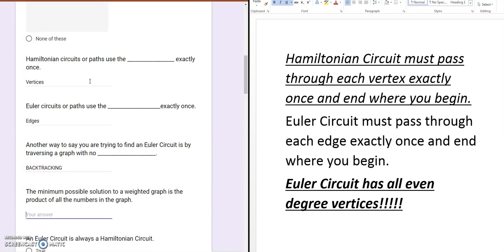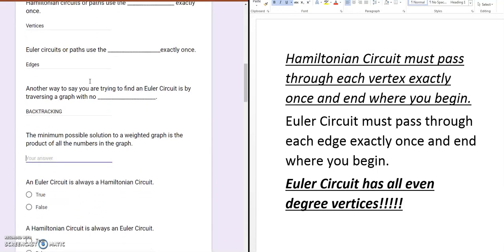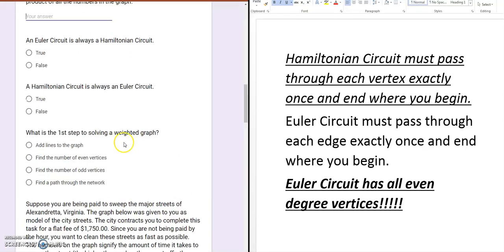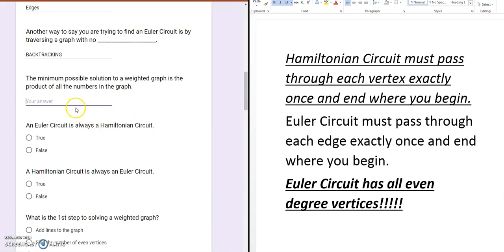The minimum possible solution to a weighted graph. Now we have numbers on the graph. Weighted graphs look like this right here. The minimum possible solution to a weighted graph is the product of all the numbers. Well, product here should actually say sum, because product means to multiply all the numbers. Sum means to add. So this is false. It should be sum of all numbers.